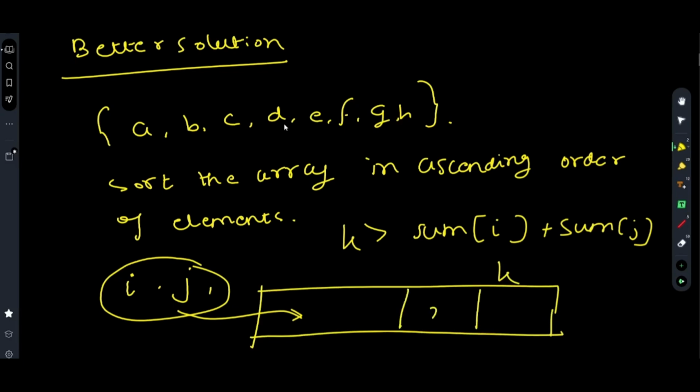Let the sum be equal to X, this is X, and this is K. So K is greater than X, and must always lie on the right hand side. So this approach will be used in the better solution.